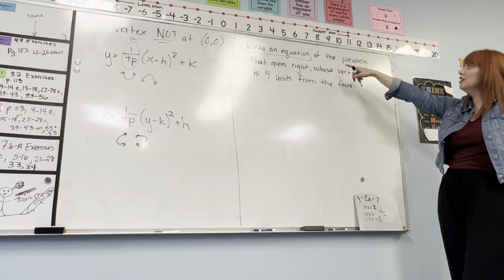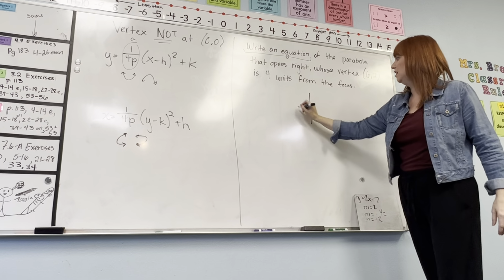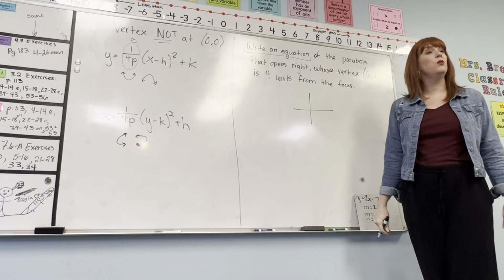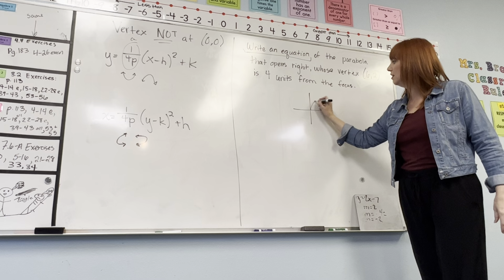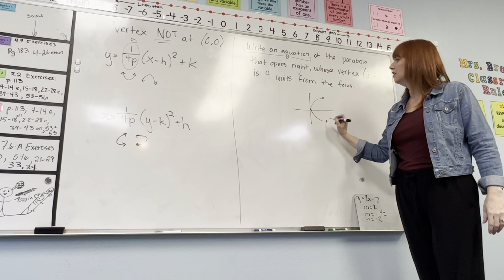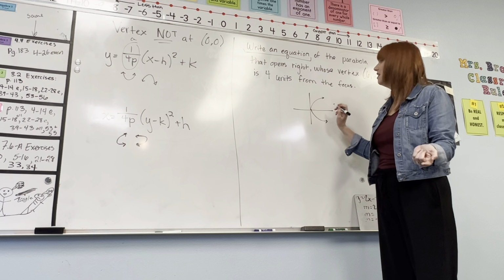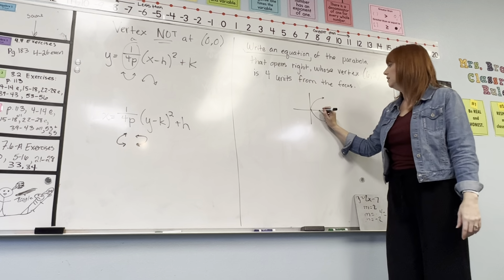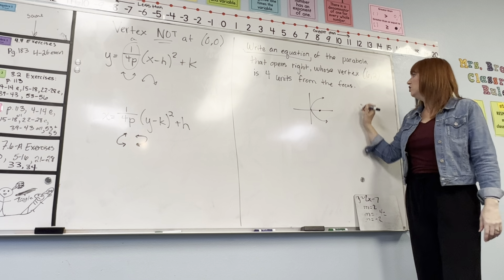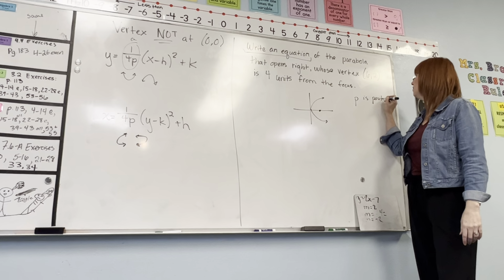So write an equation of the parabola that opens right. Let's start with that. Okay, it's opening to the right, so it's not facing up or down. It's facing this way. The equation, P, yes, because P is what determines if it's positive or negative, right? This is just helpful information, okay?